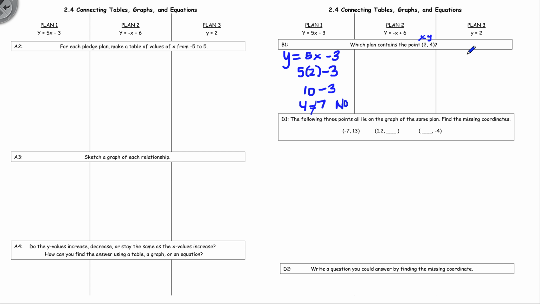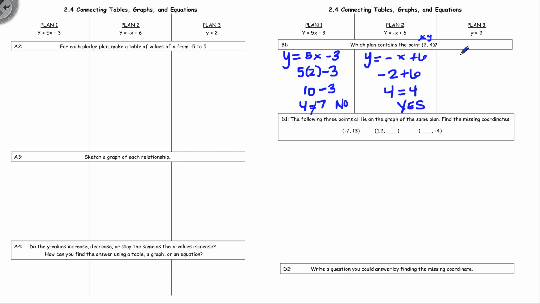All right, let's try plan 2. Go ahead and write down the equation. Y equals negative X plus 6. All right, again, we're going to swap out the X for the 2, and our answer should come to 4. So we're going to have negative 2 plus 6. We have a negative and a positive, so we subtract, but we keep the sign of the bigger number. So in this case, it'll be a positive answer. 6 take away 2 gives me 4. And does 4 equal 4? Yes. So that point will land on plan 2's line.